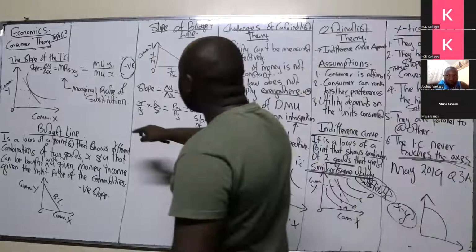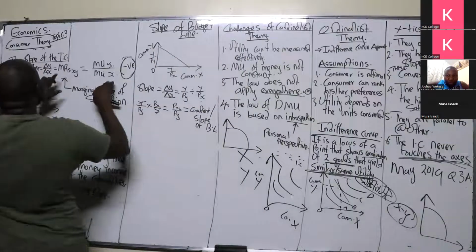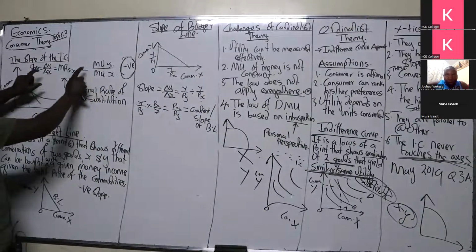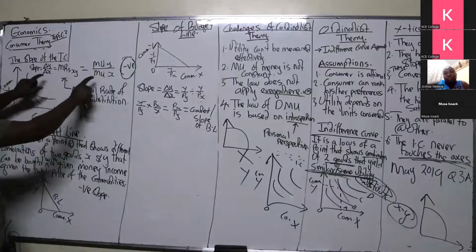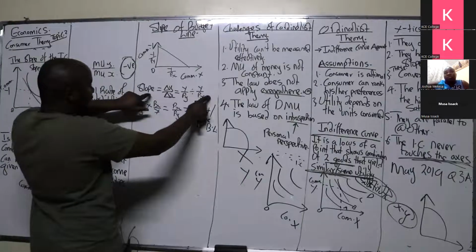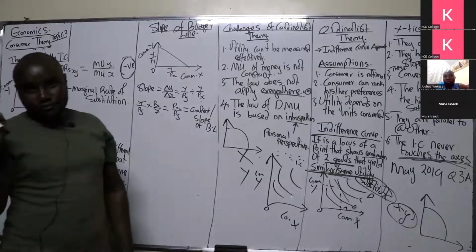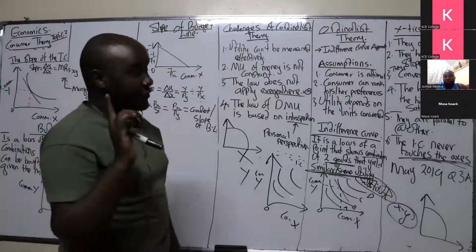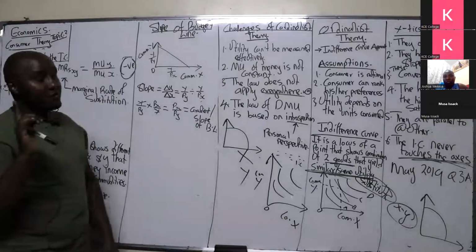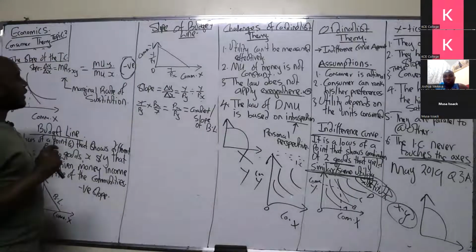Meaning that at this point, where the slope of the indifference curve will be equal to the slope of the budget line, that's where the consumer will consume. And that's where the consumer equilibrium will arise.